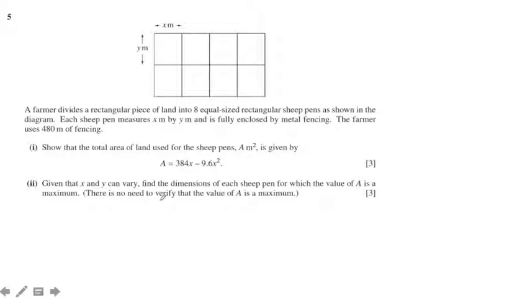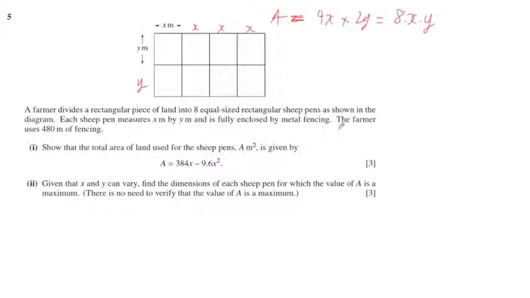So the total area of the land used for the pens is given by this formula. We have the total, which is like a rectangle, so the area will be equal to width times length. We have 4x here, and the length is y here and y here, so 2y, meaning 8xy. Now I have to find the equation between x and y.